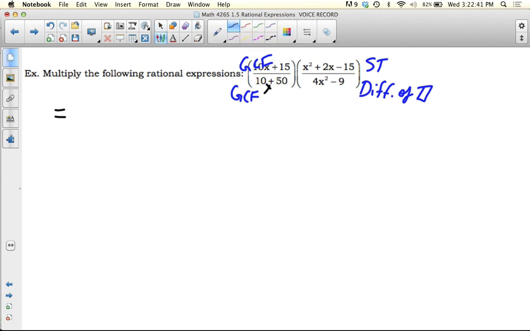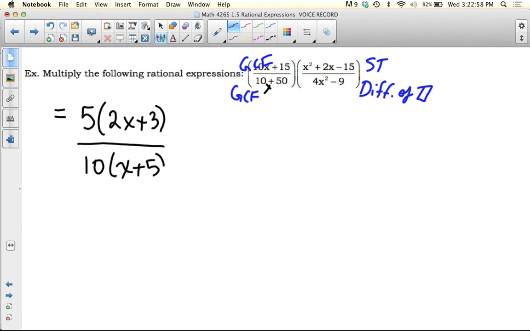So we've got 10x plus 15. I can pull out a 5. So that's going to be 2x plus 3 over, with a 10x plus 50, I can pull out a 10. And I'm left with x plus 5. Okay? And I'm multiplying all of this by, let's do a simple trinomial there. We've got x squared plus 2x minus 15.